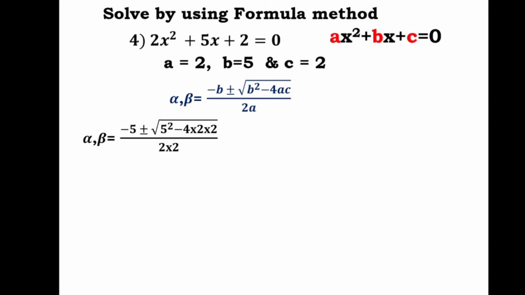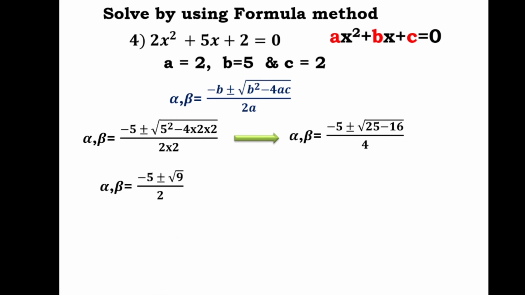So we get alpha comma beta is equal to minus 5 plus or minus square root of 5 square minus 4ac, that is, b is 5, a is 2 and c is 2. So 4ac will be 4 into 2 into 2. So you will get minus 5 plus or minus square root of 25 minus 16, because 4 times 2 is 8, 8 times 2 is 16. 25 minus 16 turns out to be nothing but root of 9. Right. So the root of 9 is 3.